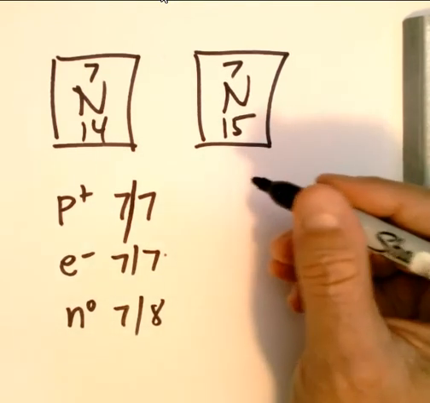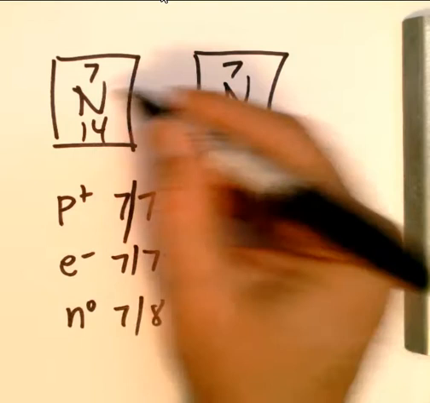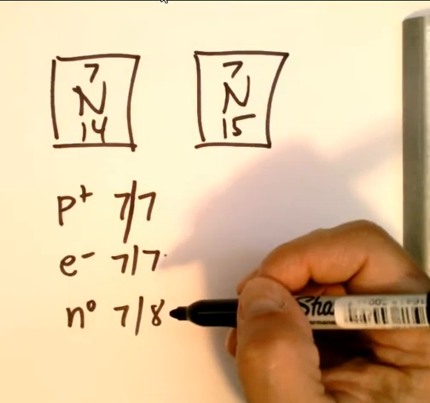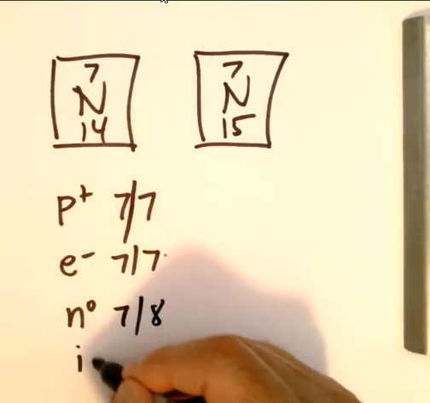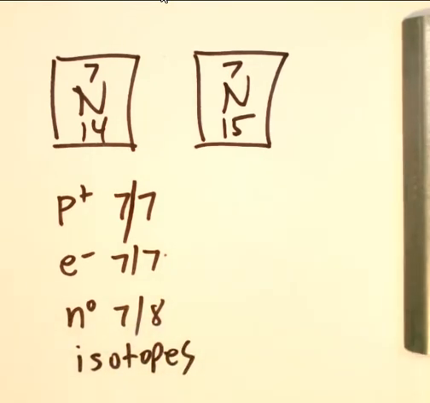And by the way, what do you call these different flavors of nitrogen atoms? You say these are what? We say they are isotopes.